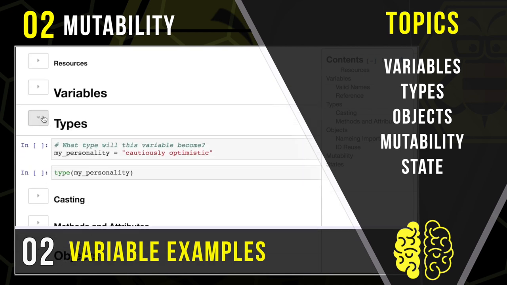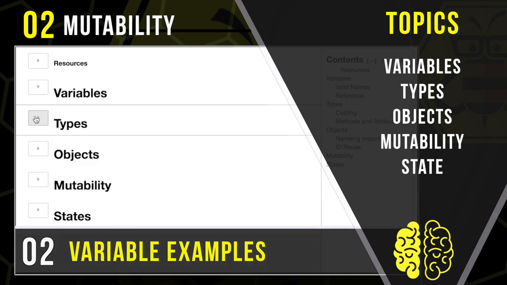Then we're going to go talk about types. If you remember from our last video, this is the groupings of variables that we have and the special characteristics that are shared. We're going to talk about casting, which is switching in between the two, and then some of the methods and attributes that are attached to different types and how we access them and find them.